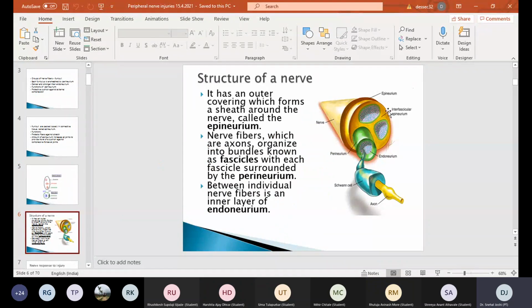So just now we talked about, in the reverse order, it is epineurium, then perineurium, and then endoneurium. And the endoneurium will have its axon, the yellow colored structure.